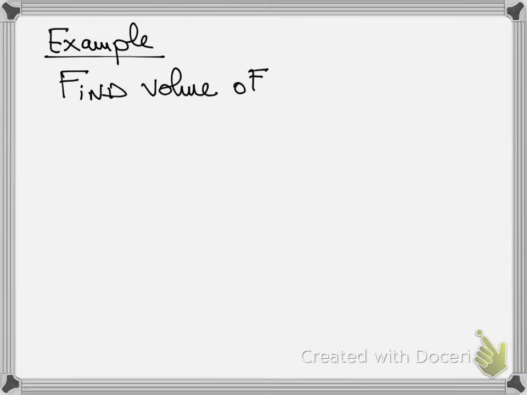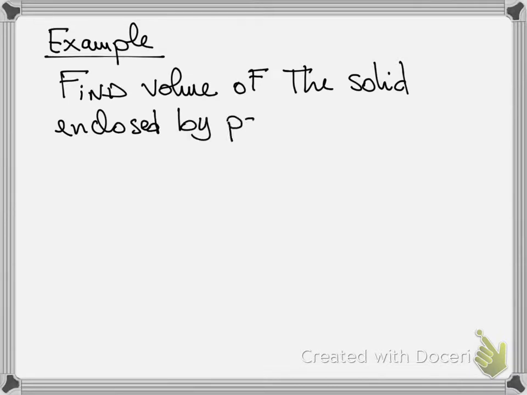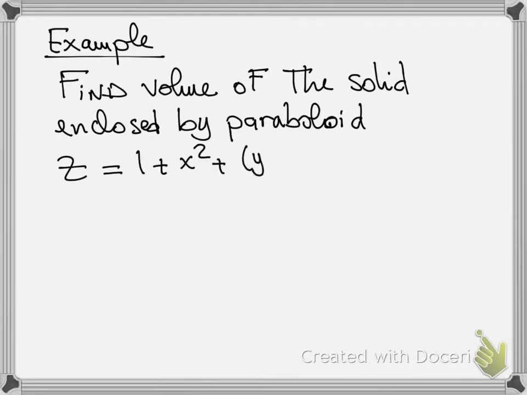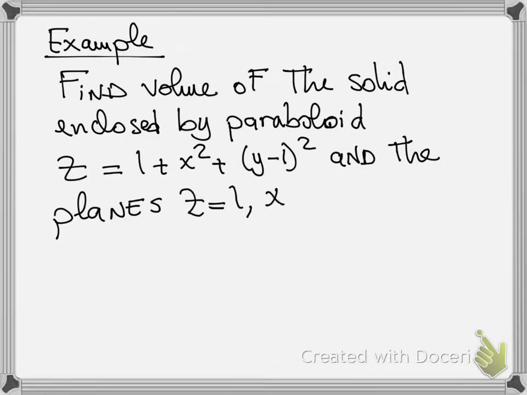Okay, let's do an example so we can see what I'm talking about. Let's say you want to find the volume of the solid enclosed by the paraboloid z equals 1 plus x squared plus (y minus 1) squared, and the planes z equals 1, x equals 0, x equals 1, y equals 0, and y equals 1.